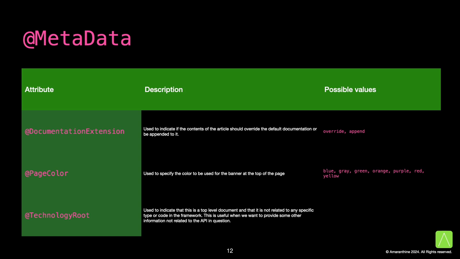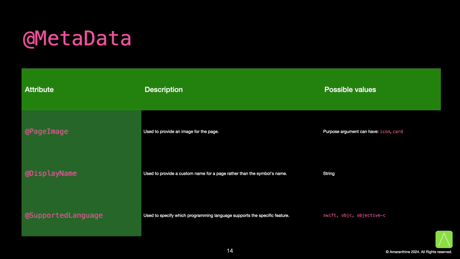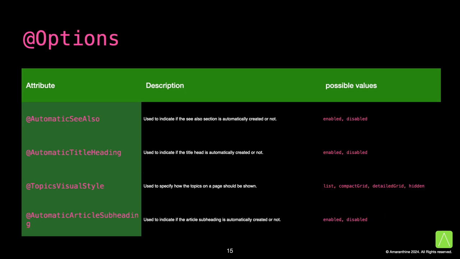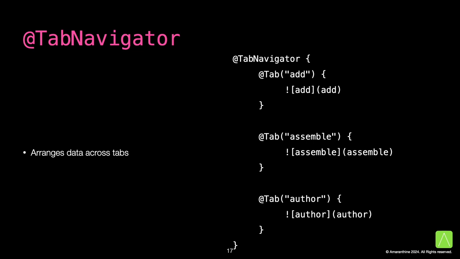We can specify the page color, whether the document is a technology route, in the sense it's a top-level document, or from when is the documentation available, actions such as redirecting to a particular link or downloading resources, what kind of pages are we trying to show, is it an article or a sample code, an image for the page, what name to display for the page, languages that are supported by this documentation, certain automatic settings that can be enabled or disabled, such as see also, title heading and subheadings, including a visual style for how topics should be presented. We can also control visual elements of the document by, for example, showing data in a row and column structure, or to show data in a tabbed manner.